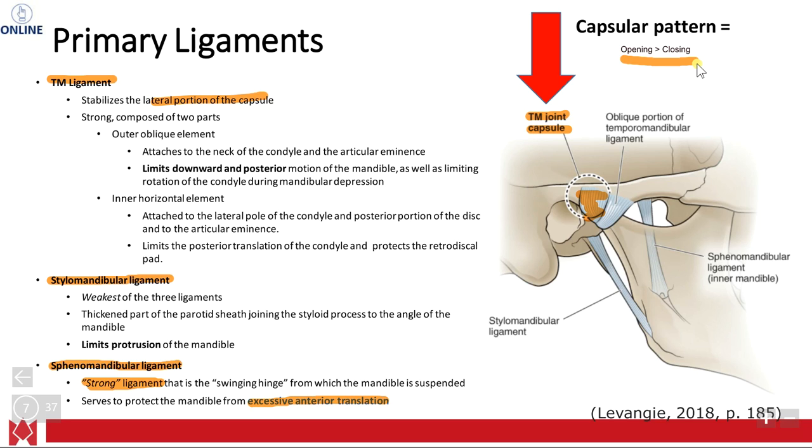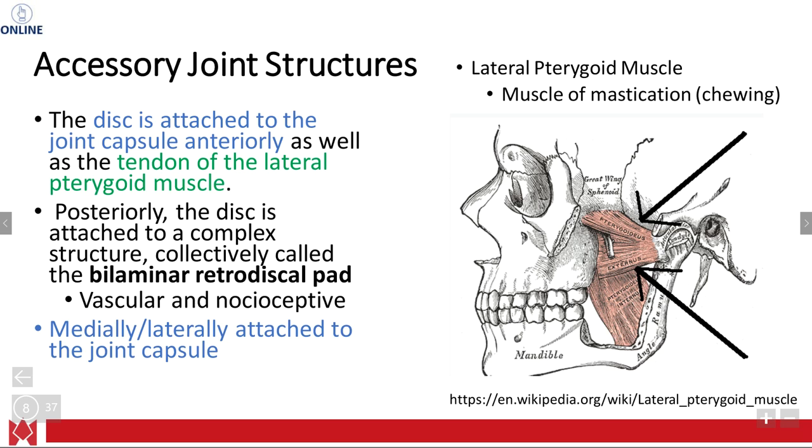So with our jaws, if you think about how we are positioned most of the day, most of the time our jaws are closed. And so functionally, we don't get to end range opening very often. So with the capsulitis, we have a loss of opening of the jaw. Okay, so some accessory joint structures with this.